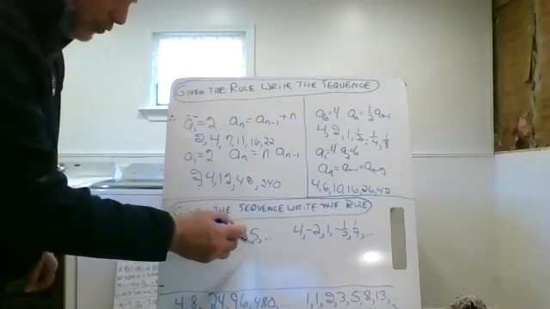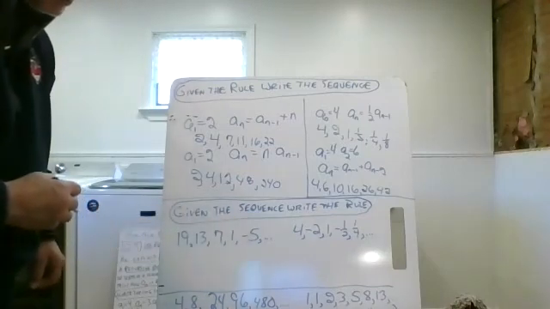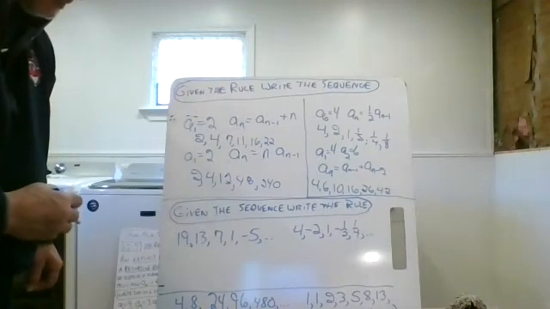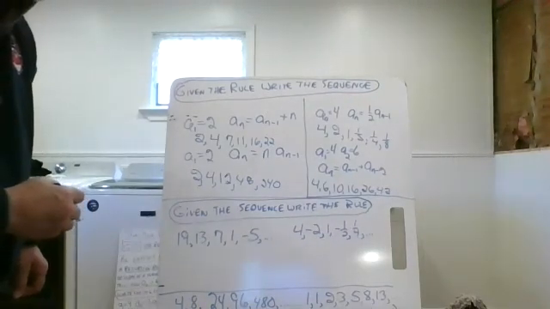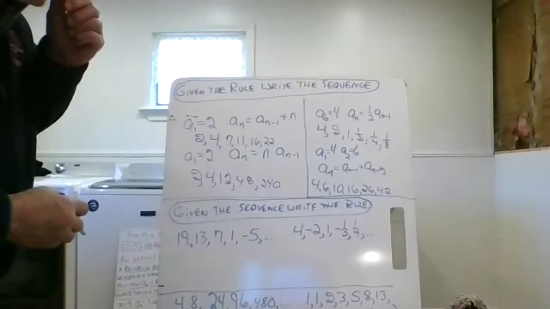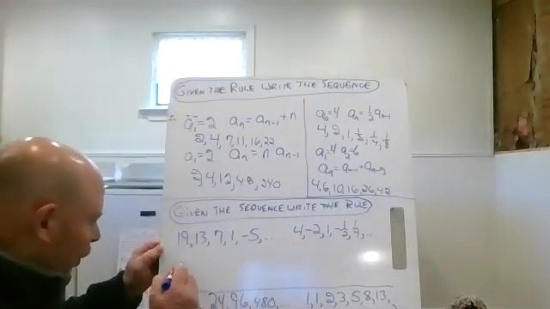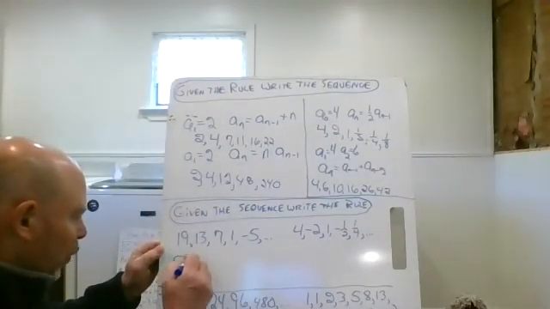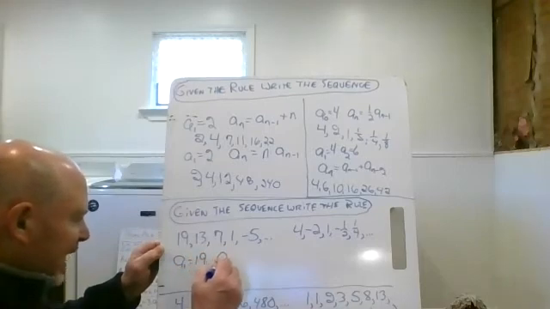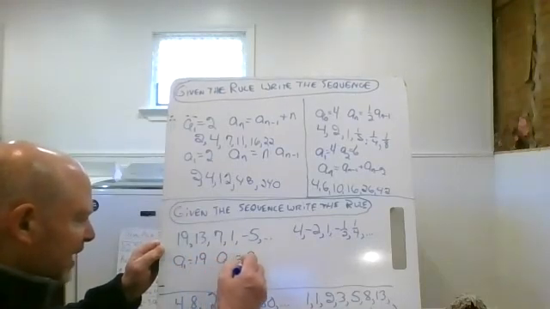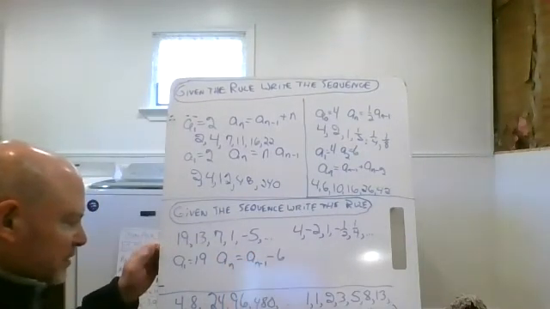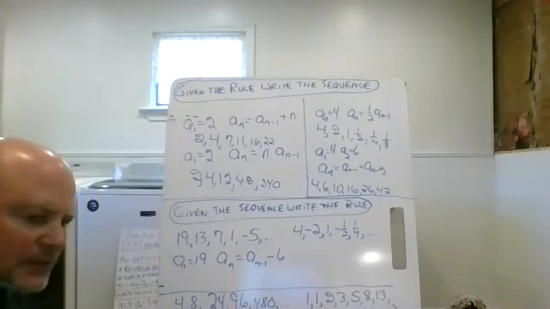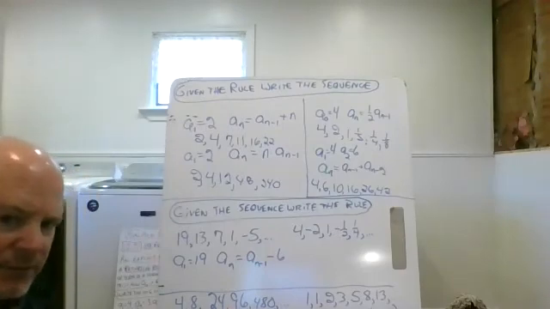Look at this sequence. What type of sequence is it? Arithmetic. Arithmetic with what difference? -6. So what do we know? A sub 1 is 19. A sub n is a sub n minus 1 plus the difference, -6. So that's an easy one.